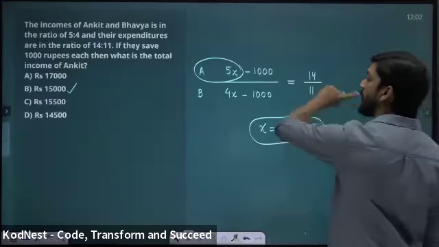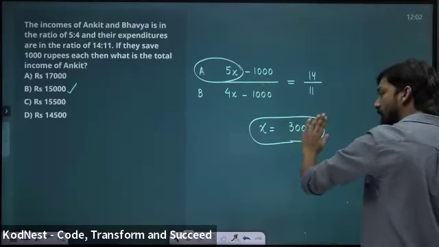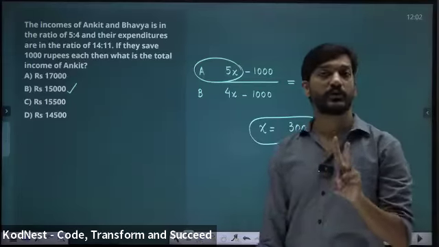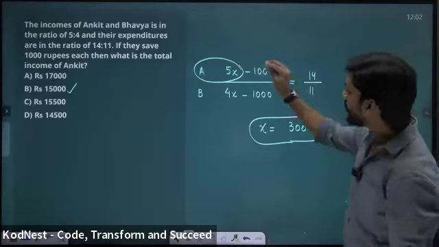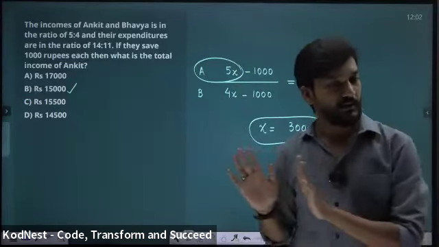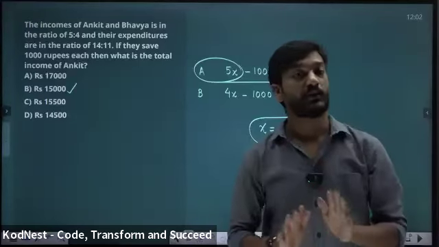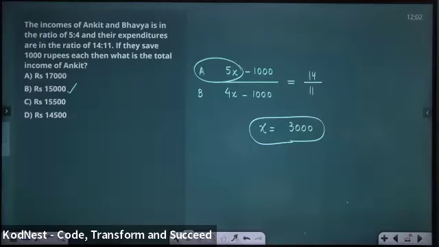But you should be able to write this. You should be able to calculate x easily in 2 steps maximum. And then you should be able to judge, okay, what we have to find is A's value, 5x. Then you can prefer this approach. Otherwise, don't. Cross multiply, solve it. Then you will get 3000.